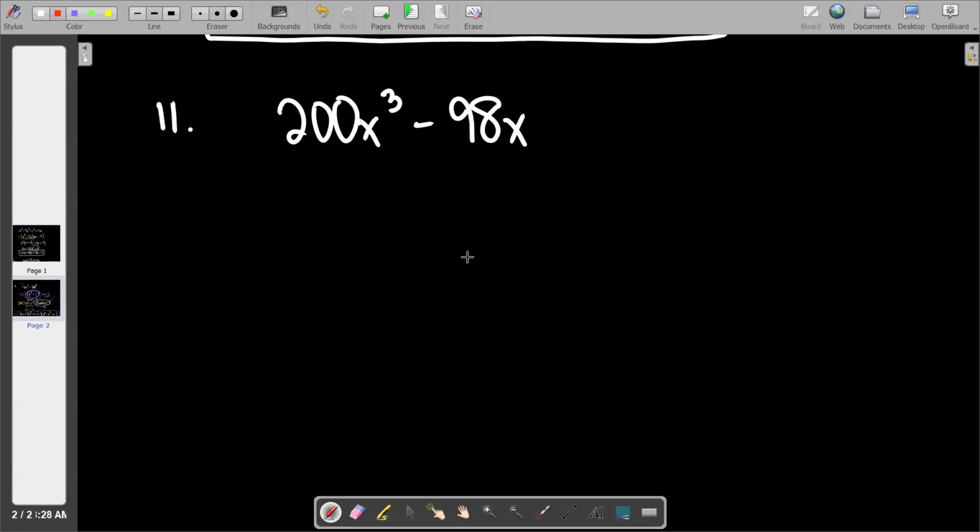What can you divide 2 and 98 both by? 2. And how many x's can I get out? Just 1. So the moment of truth, it's called the reveal. What's left of 200x^3 when you pull out 2x? 100x squared, right? If you had x to the 3 and you pull out 1, you're left with x to the 2. And what's left of minus 98x? Still minus, good. 49, and there are no x's left.